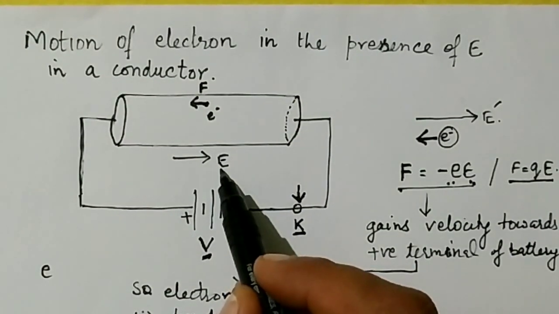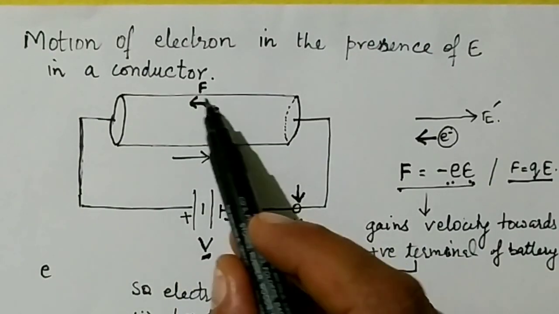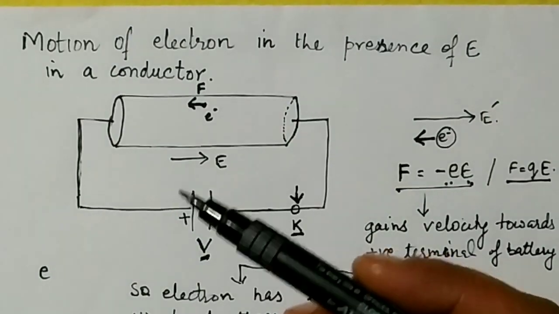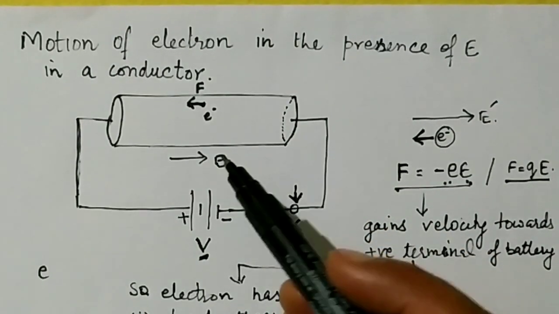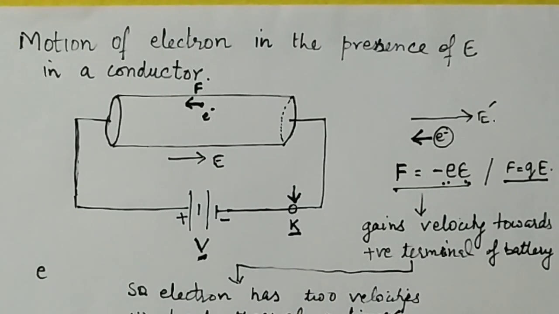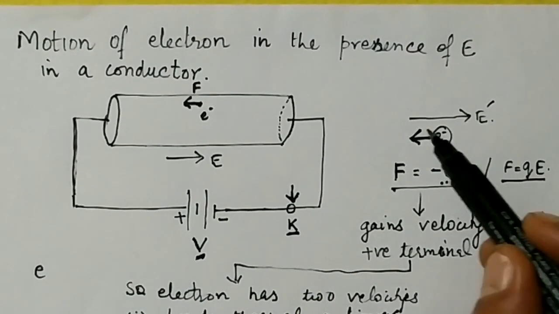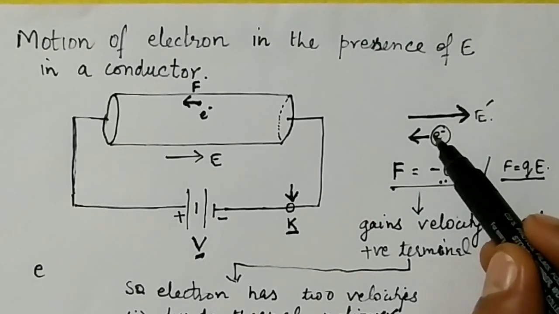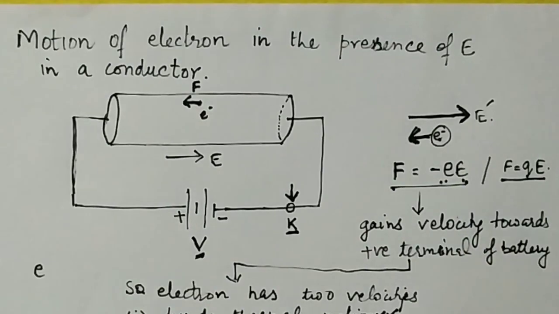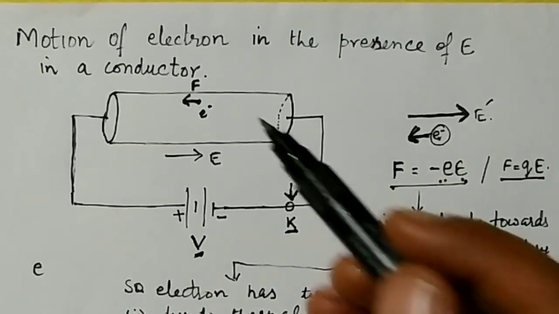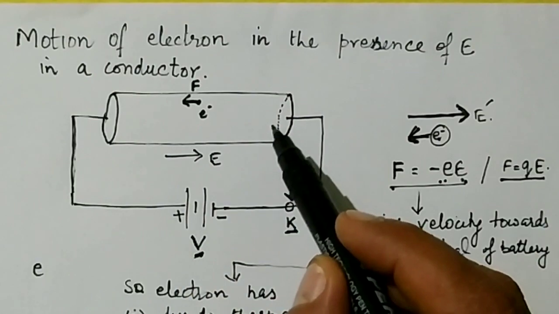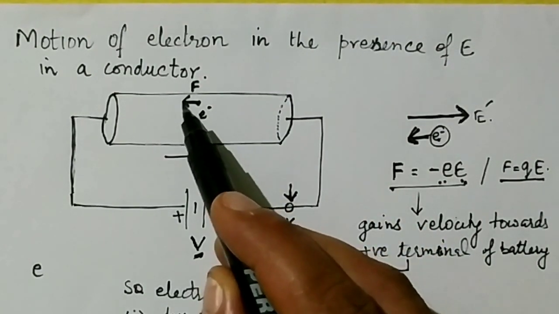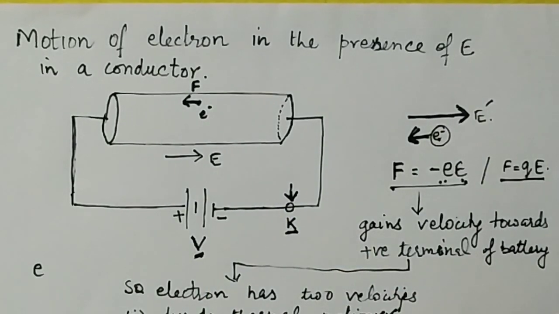Because of this electric field, the electrons which are present inside a conductor will be shifted, or will be drifted towards the positive terminal of the battery. As we know, if the direction of the electric field is along this direction, then the electron will be drifted to the opposite direction of the electric field. There are a lot of free electrons inside a conductor, and all these electrons will be drifted towards the positive terminal of the battery.